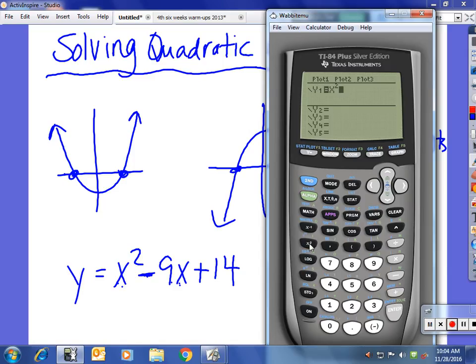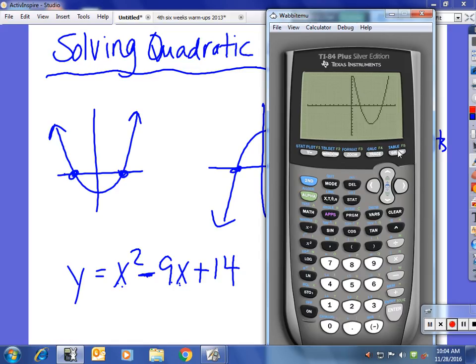Y equals x squared minus 9x plus 14. There's my parabola. It's a smile. It's opening up. What we're about to do, y equals x squared minus 9x plus 14, and then you just hit graph and you can look at a picture of it.